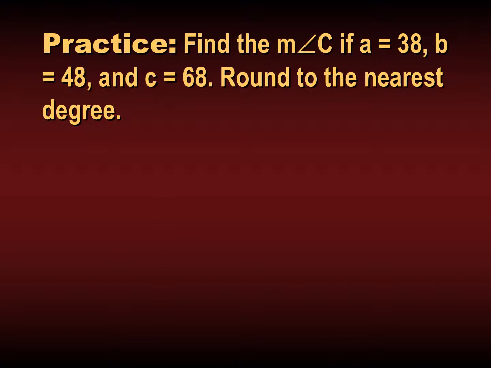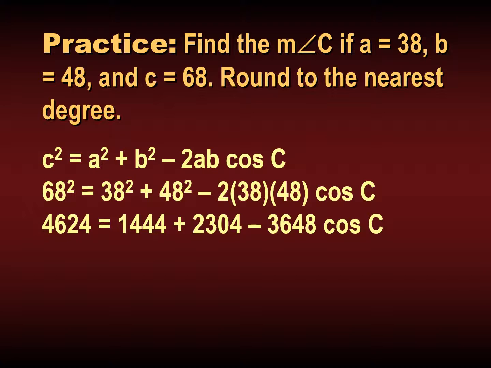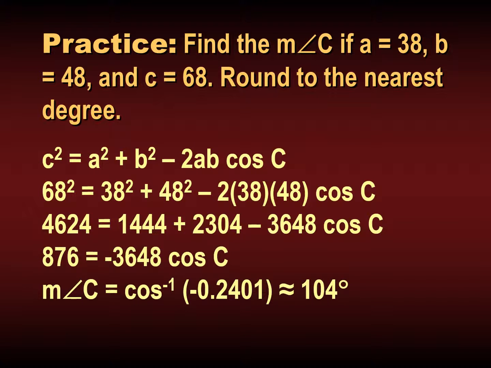Let's try another practice problem. This one, we want to find angle C. So we need to use the formula that actually has angle C in it. I plug in what I know, and now I'm trying to solve for angle C. I'm going to use my order of operations, and notice that I cannot just add 3,648 to both sides. I actually have to divide both sides by negative 3,648, giving me negative 0.2401. And then my last step to solve for angle C is to take the cosine inverse. And the cosine inverse of negative 0.2401 is approximately 104 degrees.